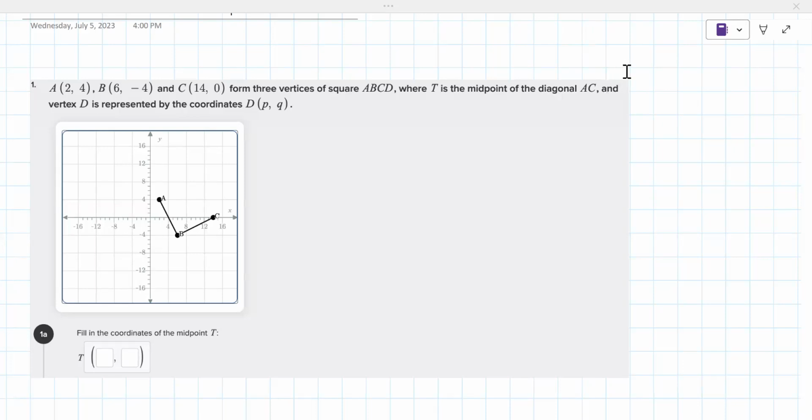Because this is not necessarily the same stuff you've been doing. They're giving you 2, 4 for A, 6, -4 for B, 14, 0 for C. And then you're supposed to find the new point D and then determine this. Actually, I'm sorry, P is the midpoint of AC. So that's right here. So you're just finding the midpoint between A and C.